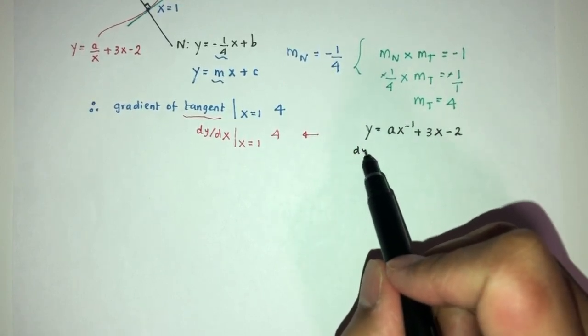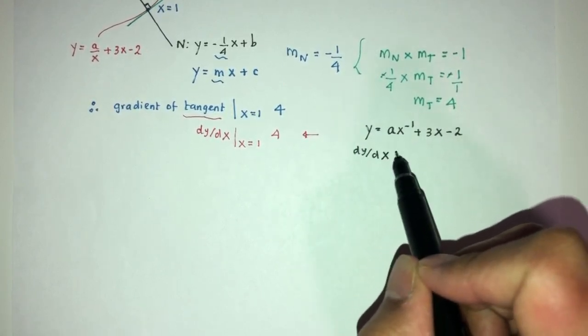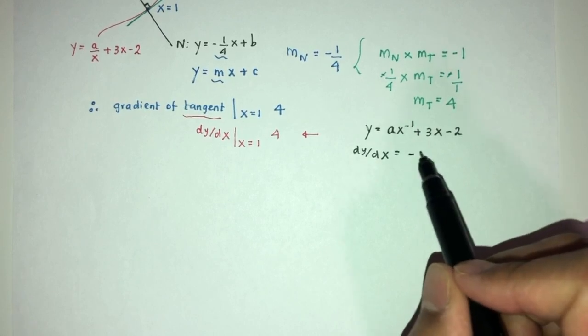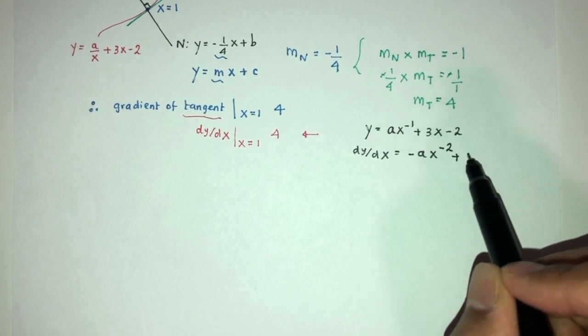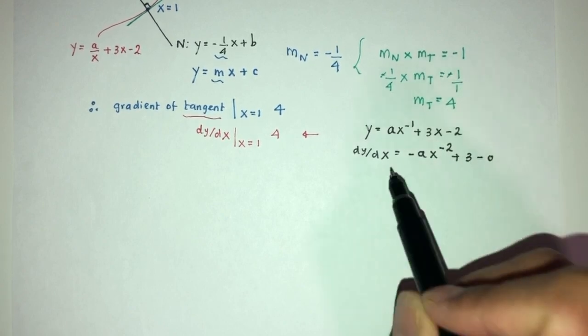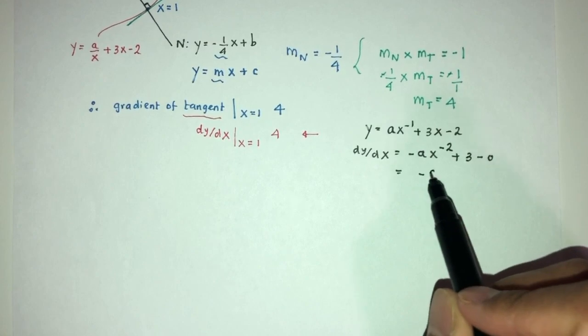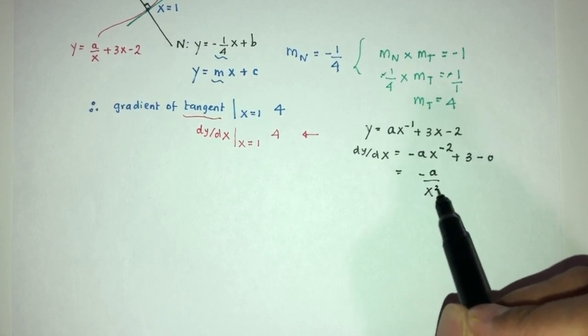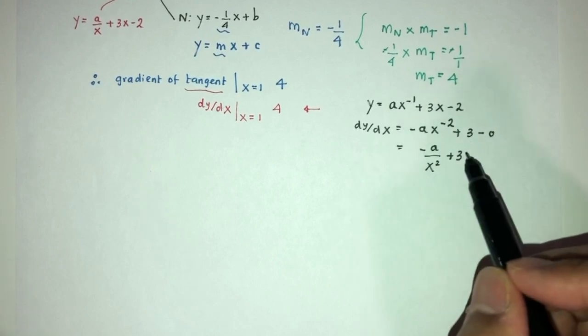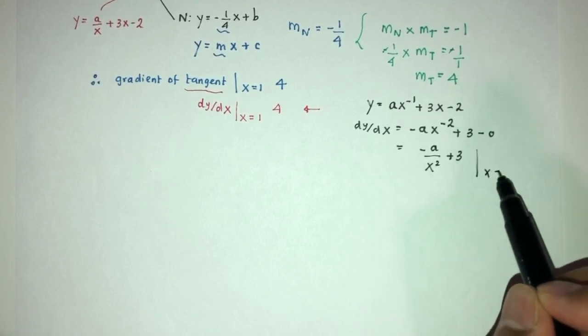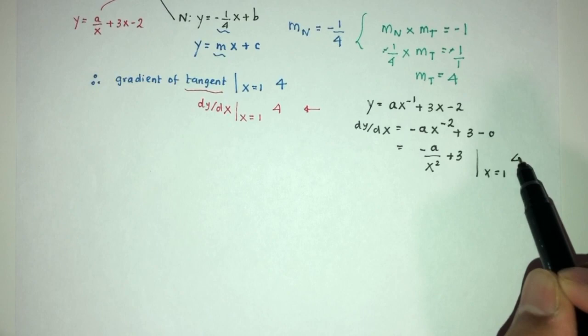Now we perform dy/dx on that equation. First multiply by the power, which becomes -1a, and then the power -1 becomes -2, plus 3, and then minus 0. So you will have -a over x squared plus 3.